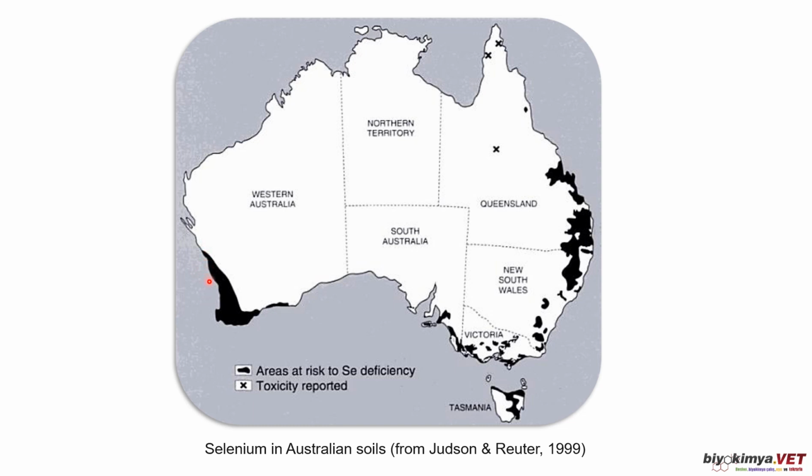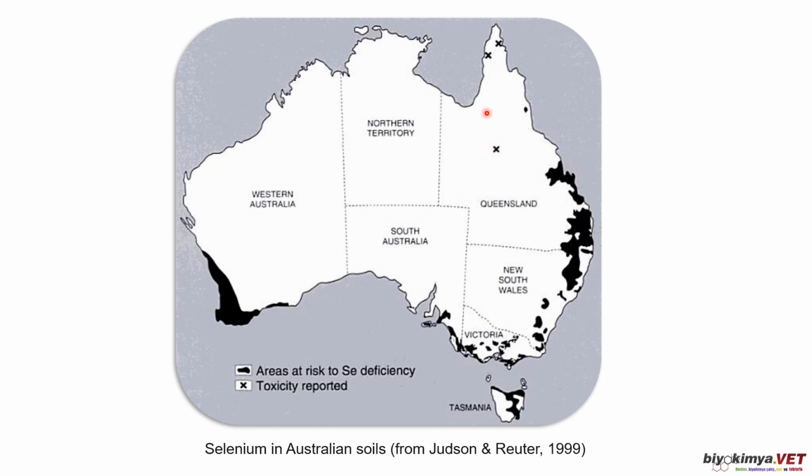Let me show you these areas, the black painted areas, as is here, the areas at risk of selenium deficiency. So, in theory, if animal breeding or animal grazing is happening in these areas, the vets and the farmers should be very careful in terms of the selenium content of the diet.